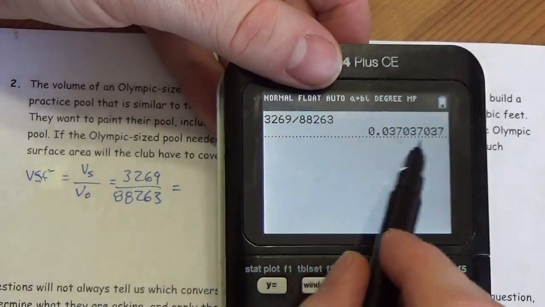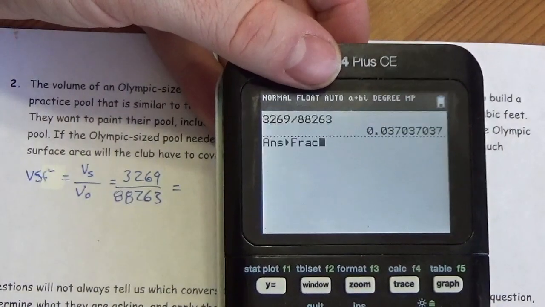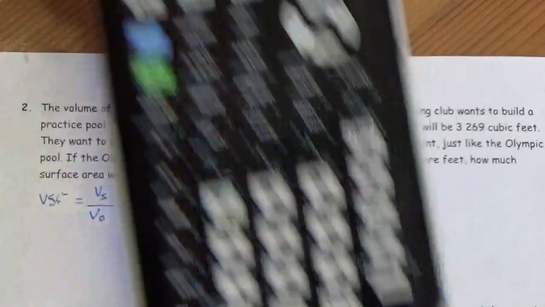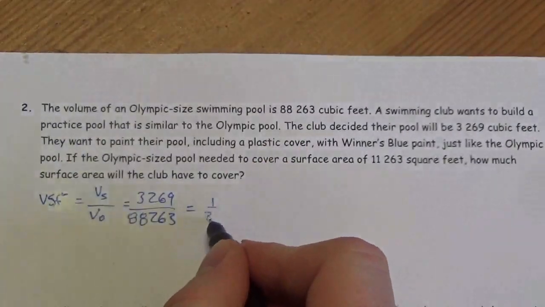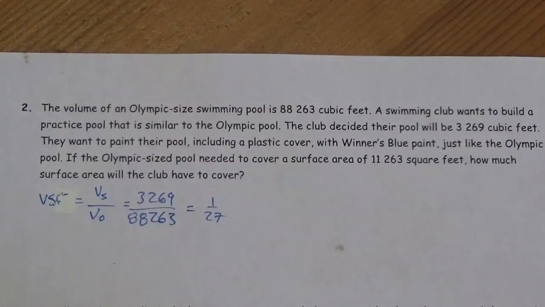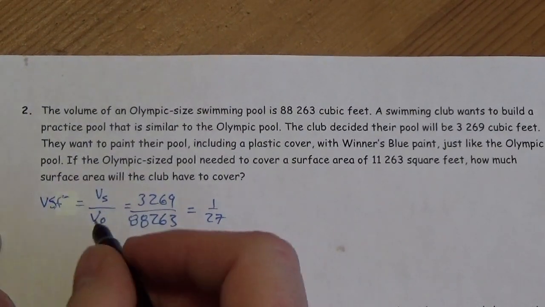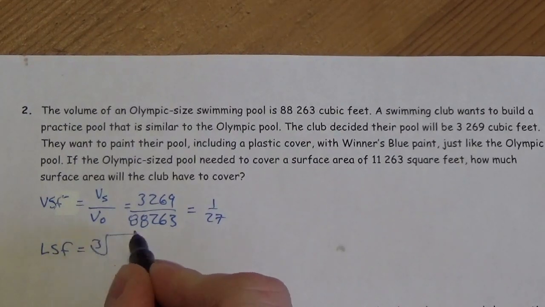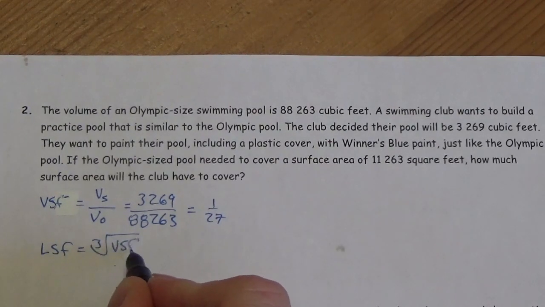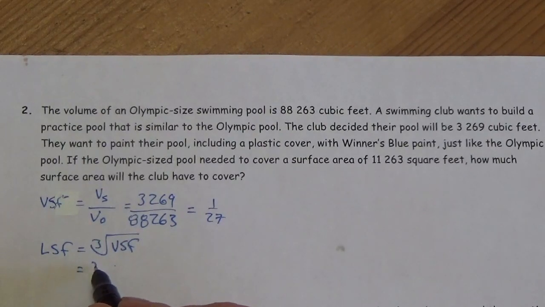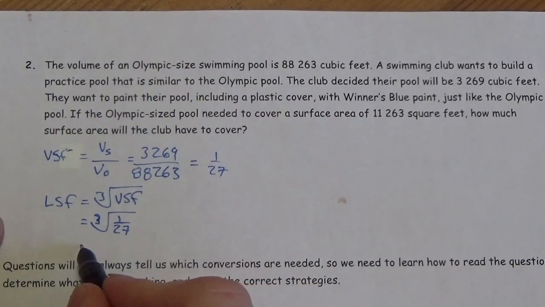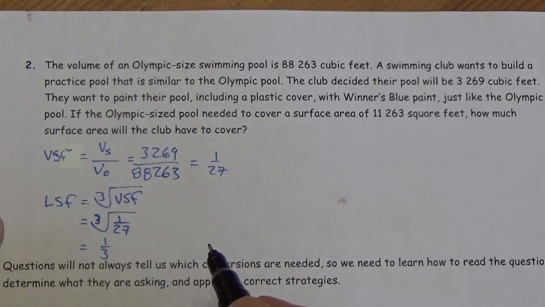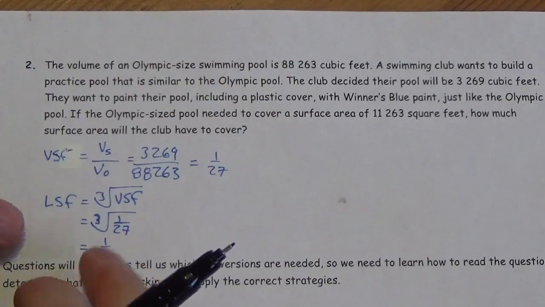Okay, well now I get a repeating decimal there, so that should convert nicely to a fraction. 1/27th. That's my volume scale factor. So now I'm going to go back to the linear scale factor, which is going to be the cube root of the volume scale factor. So this is going to be the cube root of 1/27th. If you just think about that for a moment, you'll probably figure out that that's going to be 1/3. Okay, so there's my linear scale factor.